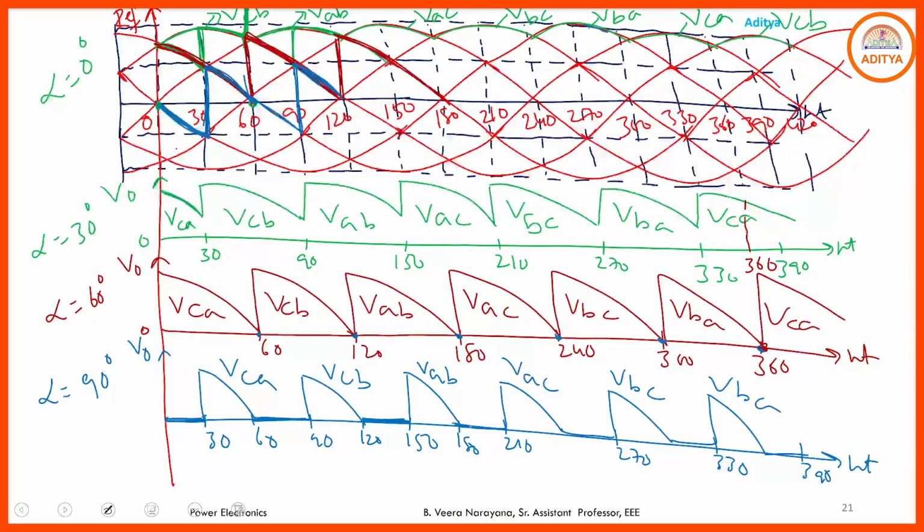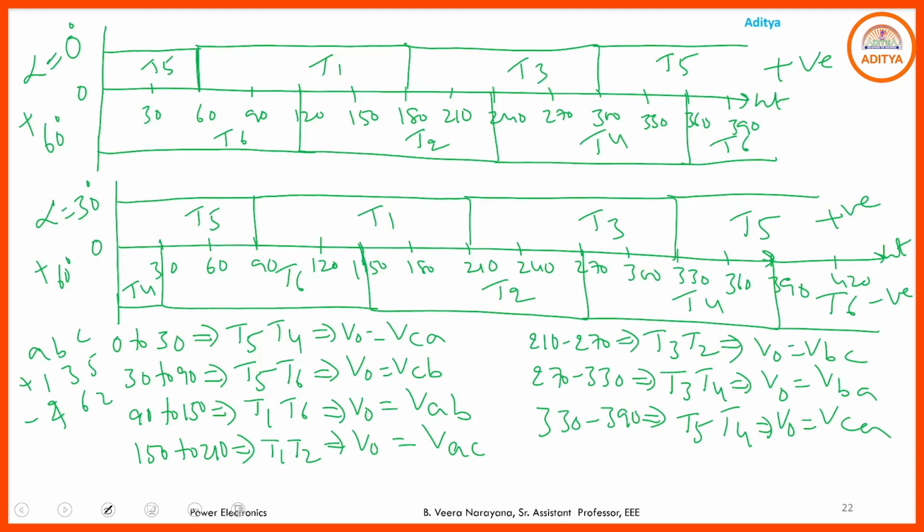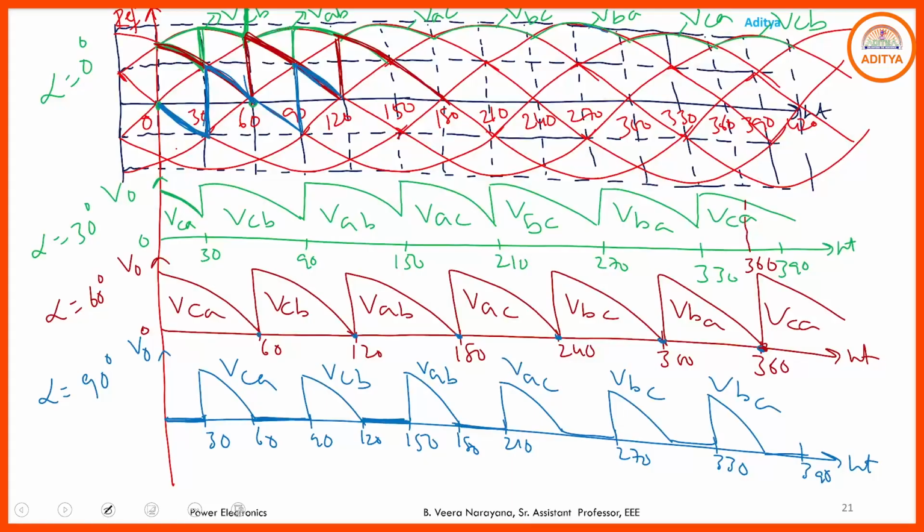Very, very simple. For any firing angle, first you draw the timing diagram. Depending upon this timing diagram, you build this voltage table. After that, you draw the output voltage waveforms. Here, these are the three different output voltage waveforms of the three-phase full wave converter with R load.